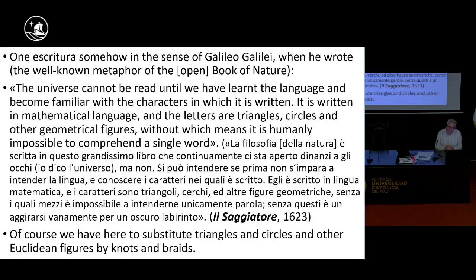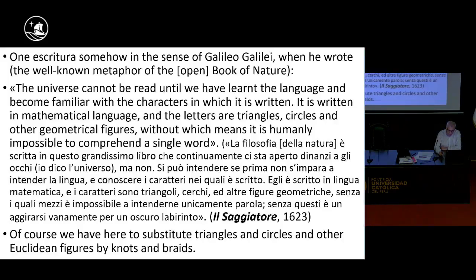La filosofia della natura è scritta in un grandissimo libro che continuamente ci sta aperto dinanzi agli occhi. This is the language of Galileo, who, as Calvino said, is one of the most important writers of Italian literature. Ma non si può intendere se prima non si impara a intendere la lingua e conoscere i caratteri nei quali è scritto. Egli è scritto in lingua matematica, i caratteri sono triangoli, cerchi ed altre figure geometriche, senza i quali mezzi è impossibile intenderne umanamente parola. Senza questi è un aggirarsi vanamente per un oscuro labirinto.